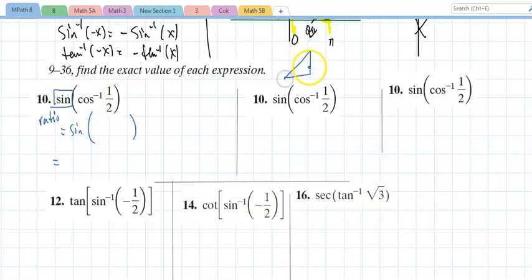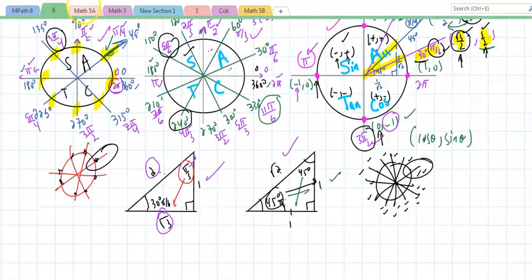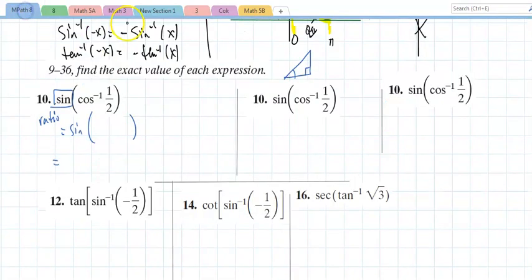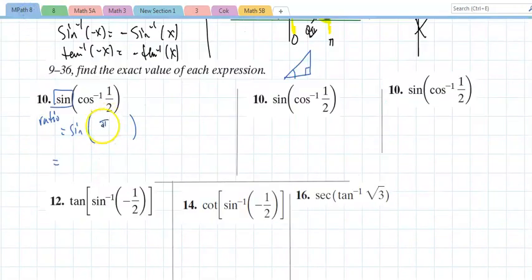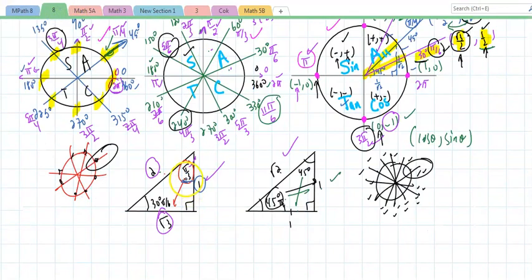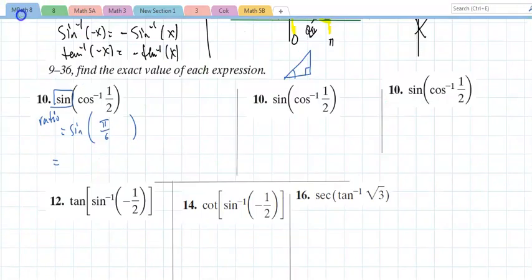Either you use the triangle or you use the geometry, right? Trigonometry right there, whatever you want. So, sine of which angle gives me 1/2? Is it sine? Cosine. Cosine of what? Cosine of 30 degrees. So this is pi over 6. And what is the sine of pi over 6? The sine of pi over 6 is radical 3 over 2. There it is. Very simple.